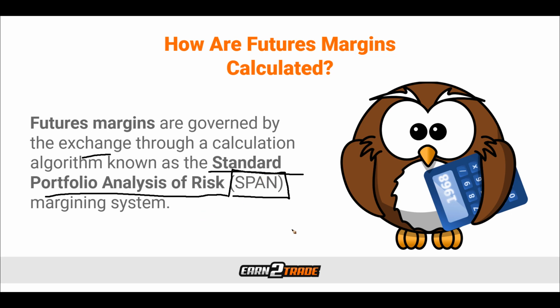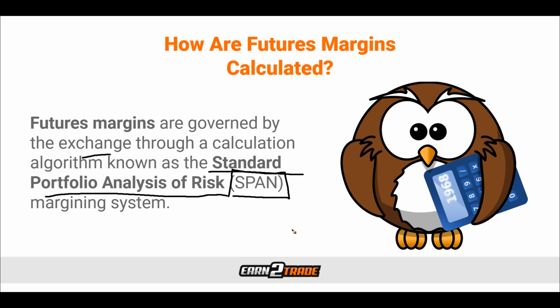So SPAN uses a complex algorithm to assess overall risk. It's done by calculating the worst possible loss that a portfolio might reasonably incur over a specified period of time, which is usually one trading day. It does this by computing the portfolio's potential gains and losses under different market conditions.